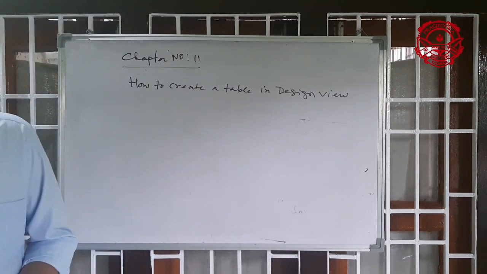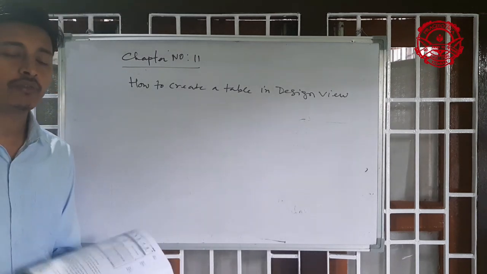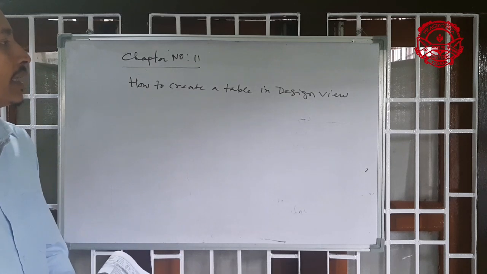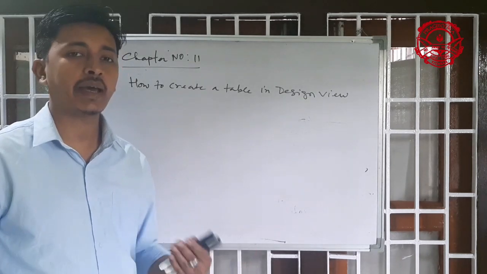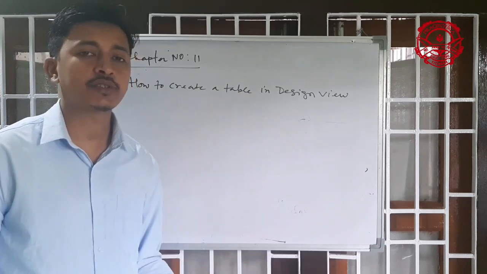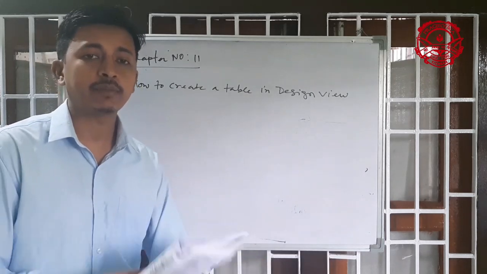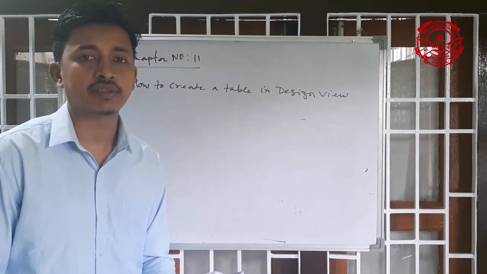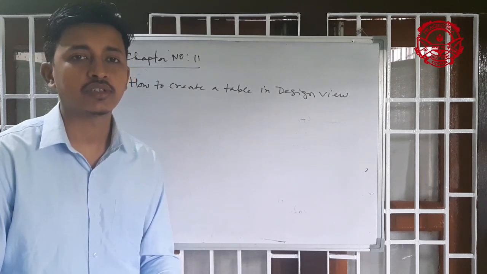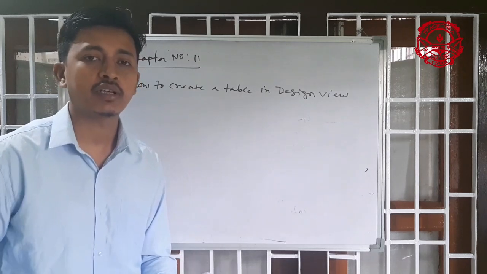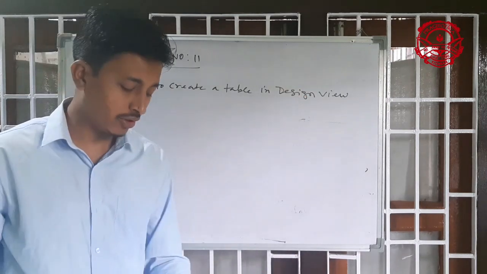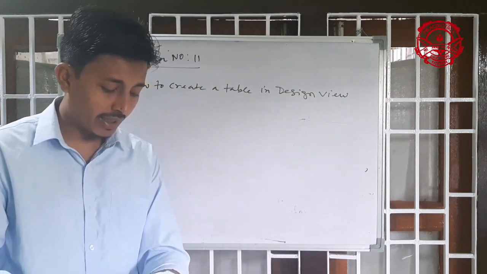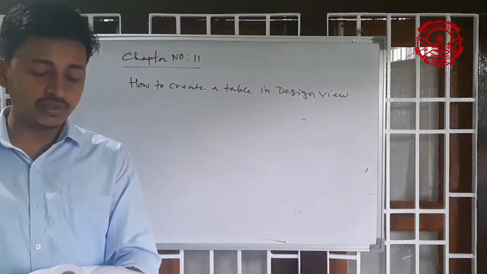So you can see in table design view, first you have to know what design view is. Design view is actually used to add column names, add data types, add descriptions, etc. So design view is only to design the tables, how they look. So you can design the tables with the help of design view.